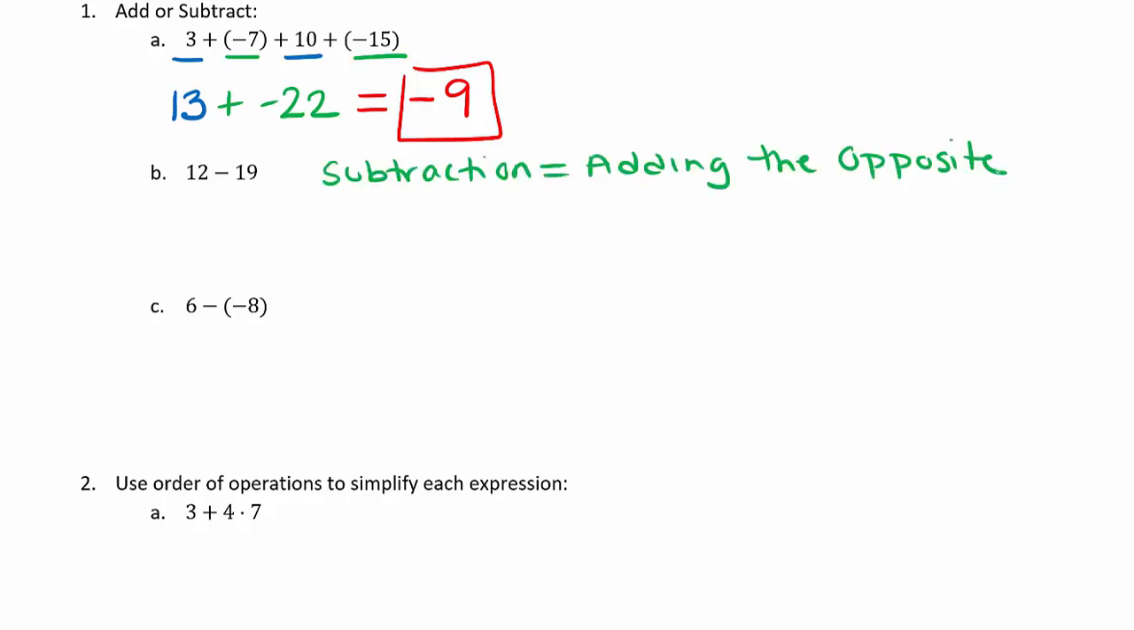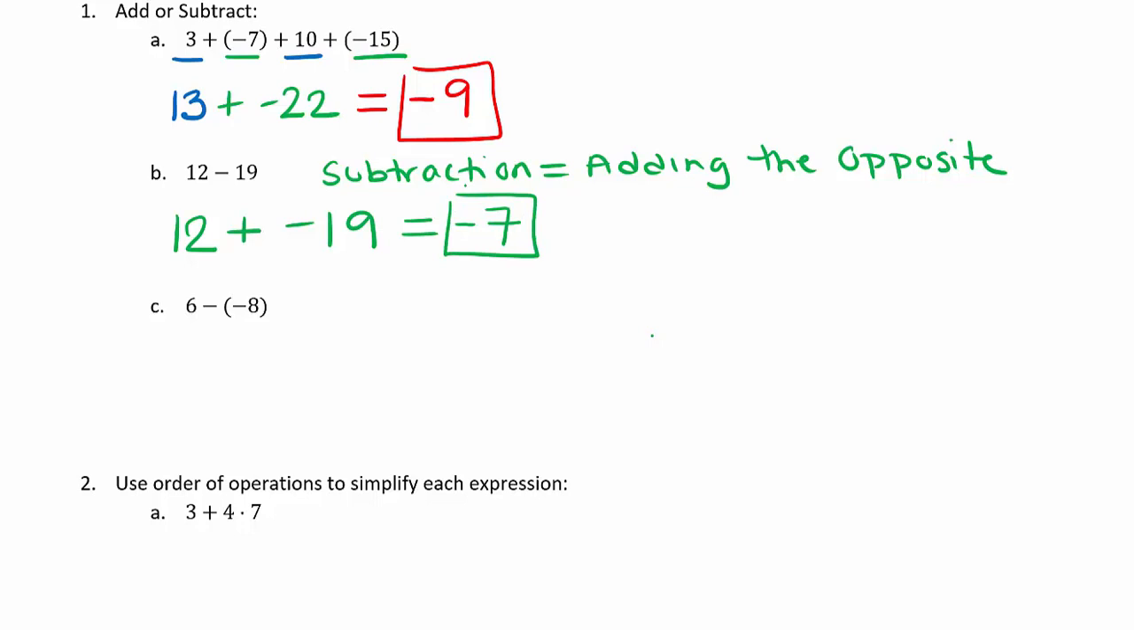Now, every single subtraction problem can also be thought of as an addition problem. Subtraction is actually defined as adding the opposite. So 12 minus 19 is the same as 12 plus -19. Now we can use the rules that we've already learned. We've got opposite signs, so we subtract. 19 minus 12 is 7. Because 19 is bigger than 12, the answer is negative. It takes the sign of the larger magnitude number, and the answer is -7.